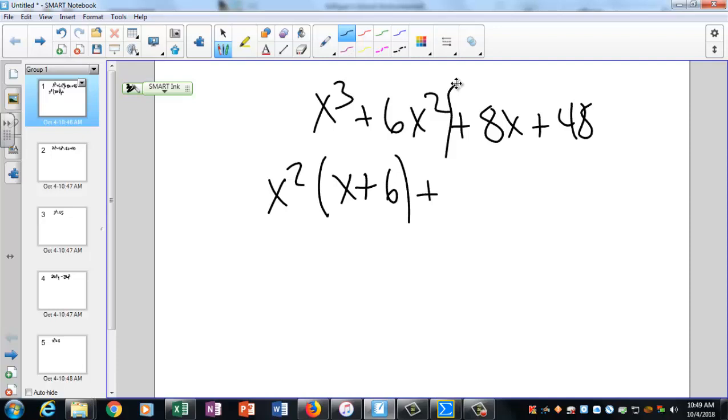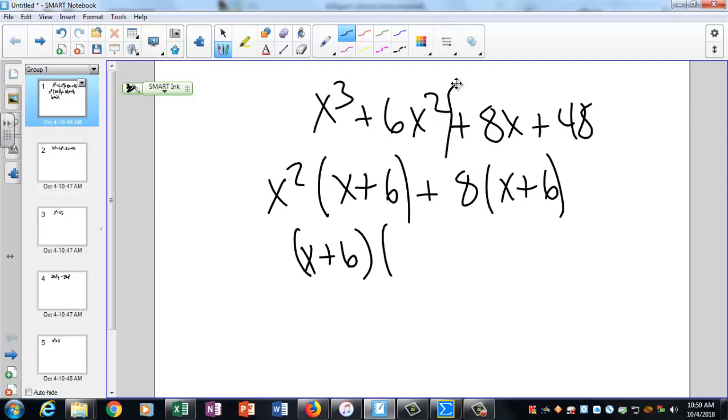8 is common to both of these two pieces. 8's common to both 8 and 48, so that will come out. It is x plus 6. Once you get to there, x plus 6 is common to both. And what you have left is x squared plus 8. All right. Any questions on the first one?